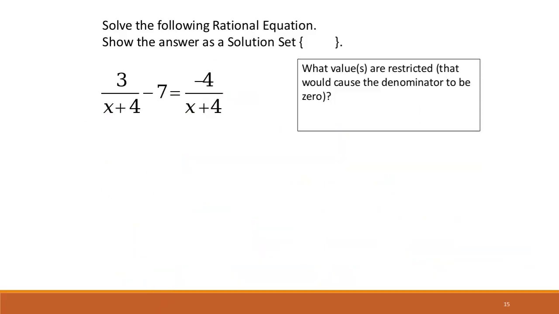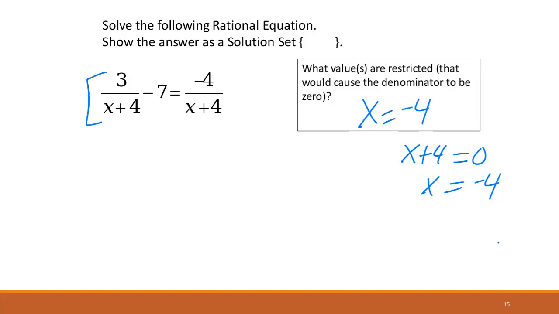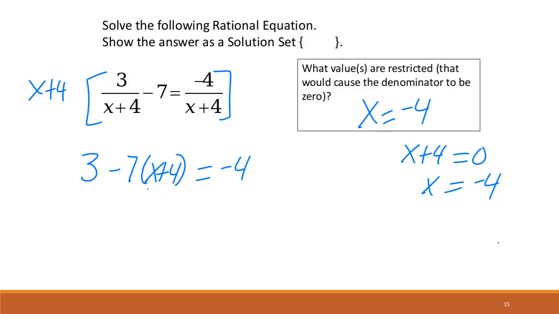So we have one more. Here, again, we don't want the denominator to equal 0. So in this case, x cannot be -4. So our restricted value is -4 here. So I'm going to multiply everything by x plus 4. So on this first term, it cancels, and I'm left with 3. On the second term, I get -7 times x plus 4 because there's nothing for it to cancel with. And then here it cancels as well, and I get -4.